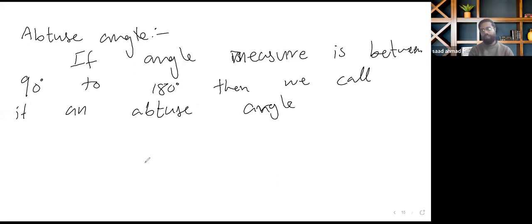Then we call it an obtuse angle. It's more than 90 degrees, and less than 180 degrees. Let's say it's 125 degrees, something like that, just remember. So it's more than 90 degrees, but less than 180 degrees. That angle is called the obtuse angle.